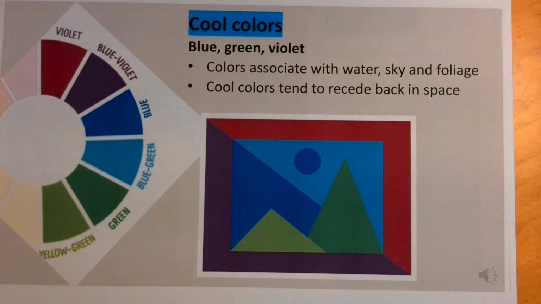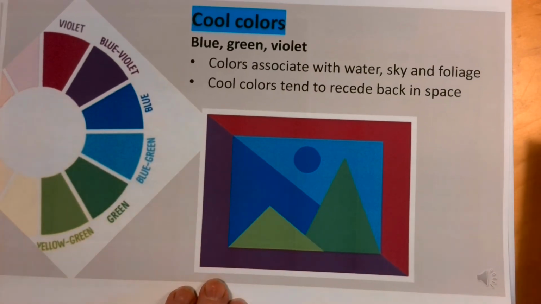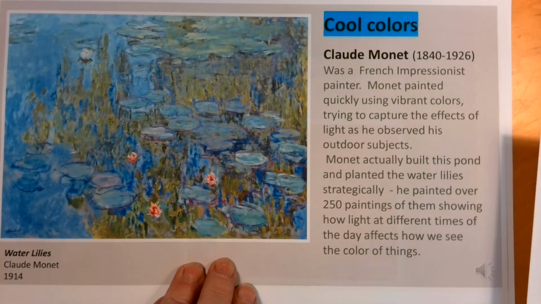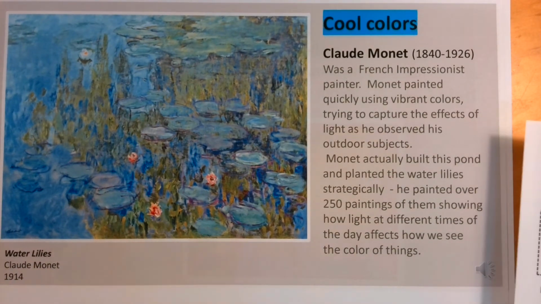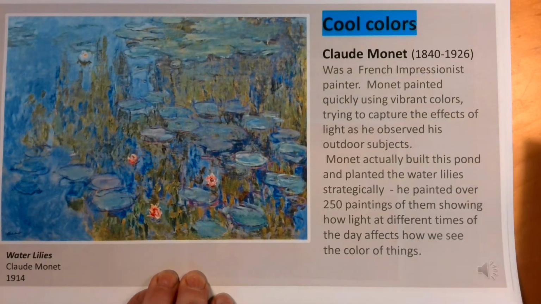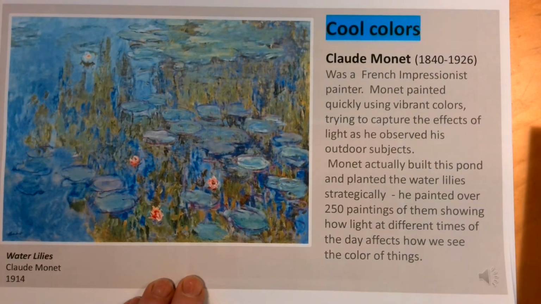Cool colors tend to recede back in space. They don't reach out and grab us from a piece of work, and they're usually soothing and calming. Here we see Claude Monet. He was a French Impressionist painter, and he painted quickly using vibrant colors, trying to capture the effects of light on his subjects, and he mostly painted a lot of things outdoors.